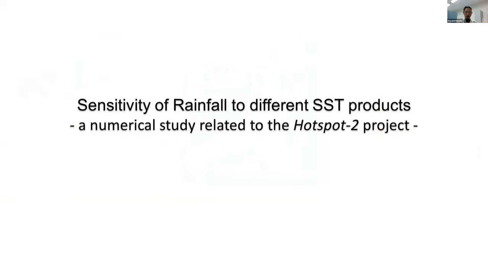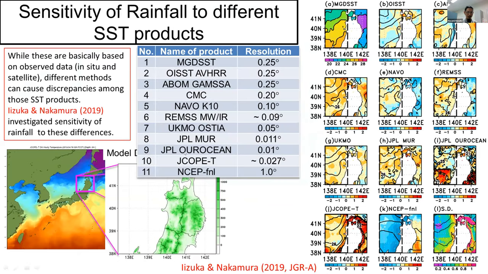Next, I'd like to introduce one numerical study related to our climatic hotspot 2 project. The sensitivity of rainfall to different SST products was investigated in the northern part of Japan. This is the study by Iizuka and Nakamura 2019, and they plot here the SST field by the so-called MGD SST and the difference among the SST products in these other plots.